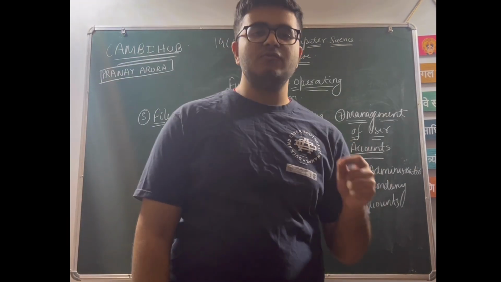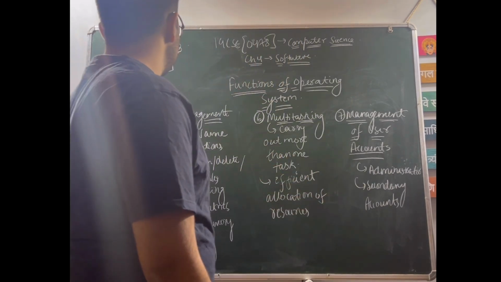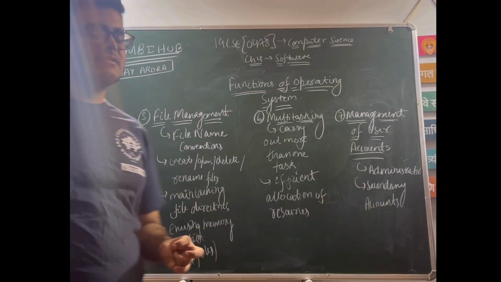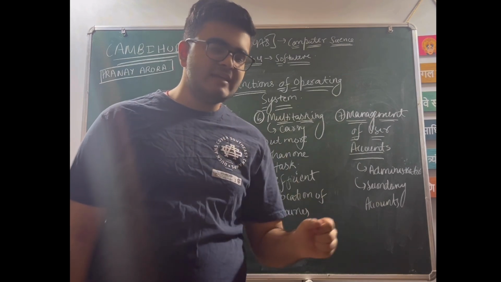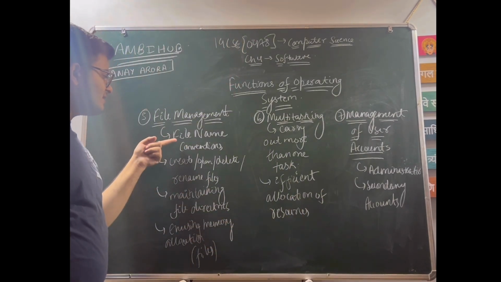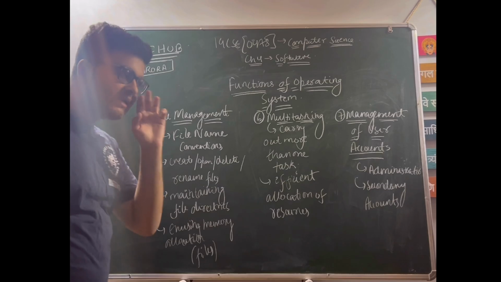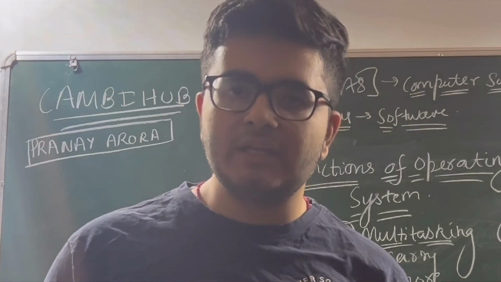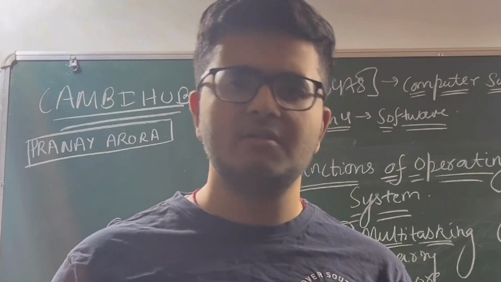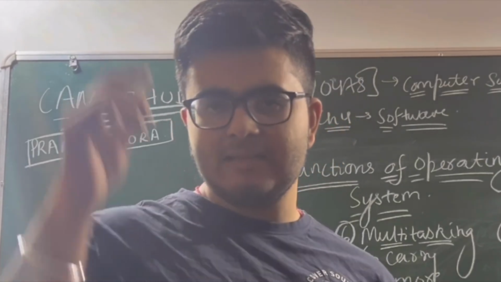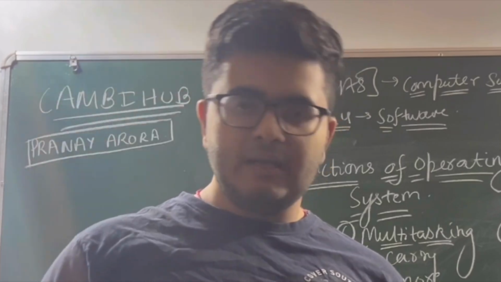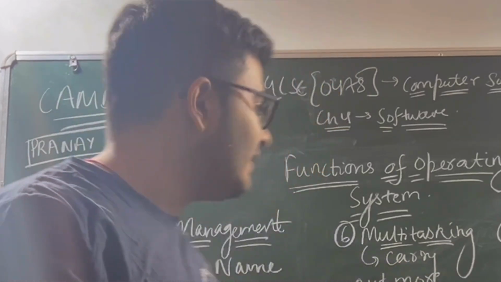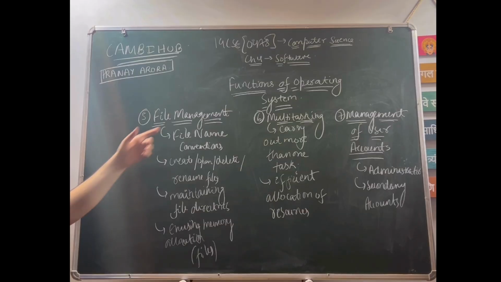The next function of the operating system is file management. Obviously, your system is the one that manages all of your files. Number one, it maintains file name conventions. It maintains that there should be a specific file name. If you have ever named a folder or a file in your system, you cannot use special characters like a slash. All of these file conventions are maintained by your operating system, your system software.